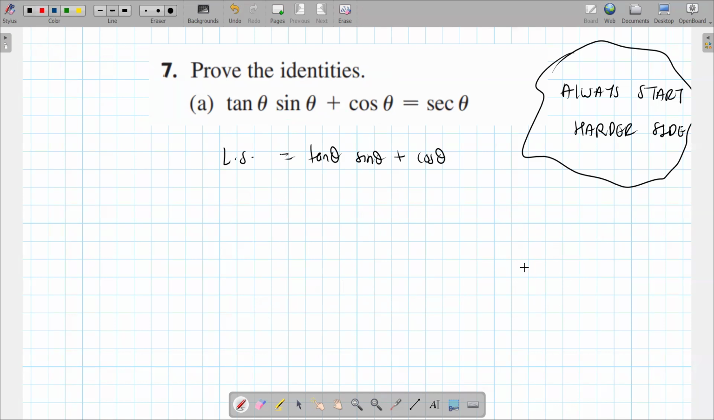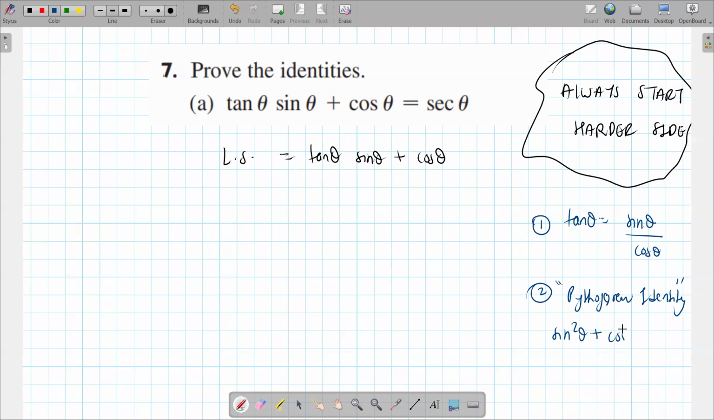And then here are some ratios that you need to know. Tan, okay, tan is sine over cosine. This you have to know. Next thing you have to know is something called the Pythagorean identity. It's just a fancy way of saying that sine squared plus cosine squared is always going to be 1. So these are the two things you need to know. Maybe the third thing is that secant is 1 over cosine. You need to know how the secondary ratios relate to the primary ratios. That's pretty much it, I think, for these questions.